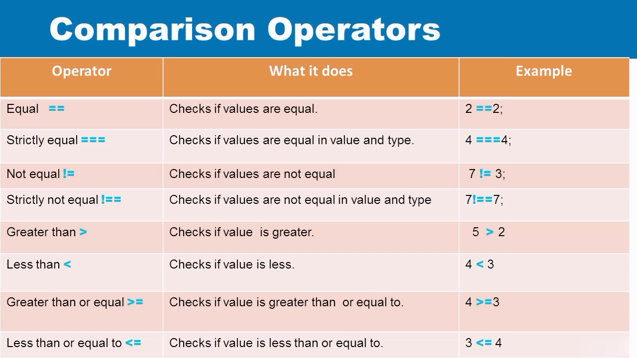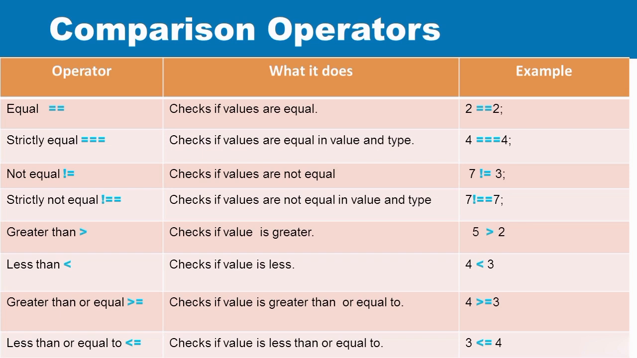If you want to check if values are not equal, you use the exclamation mark and the equals sign. That will check if the values are not equal. If you want to check if the values are strictly not equal in value and data type, you use the exclamation and double equal symbol.